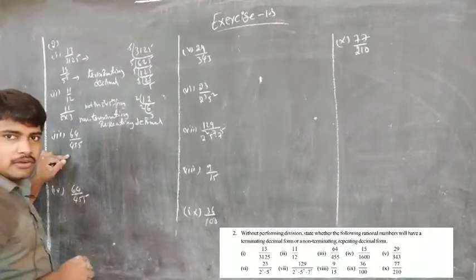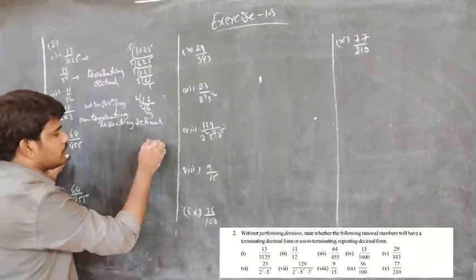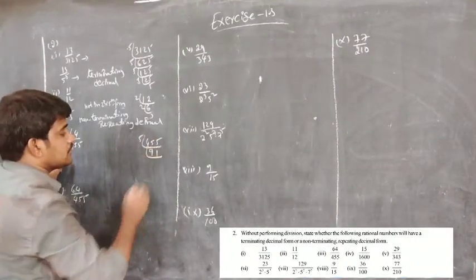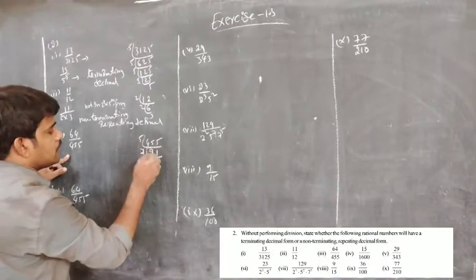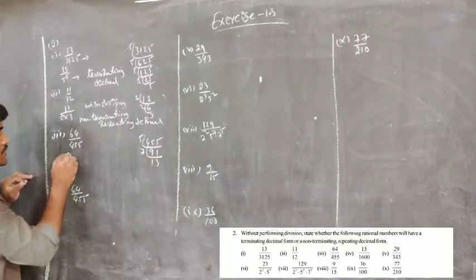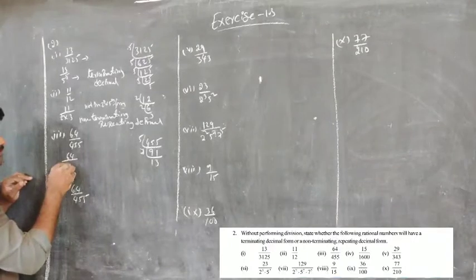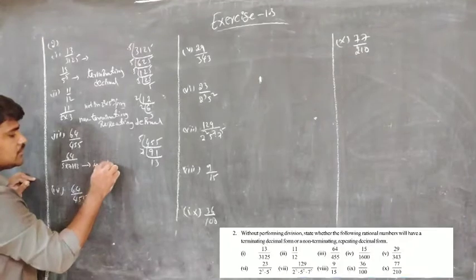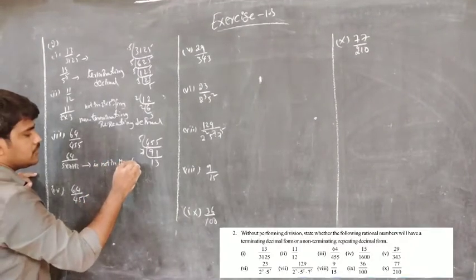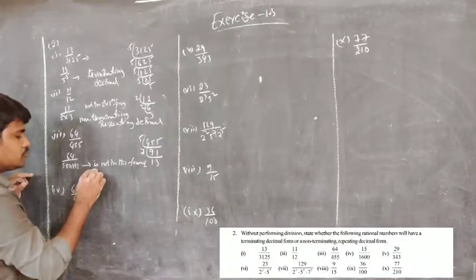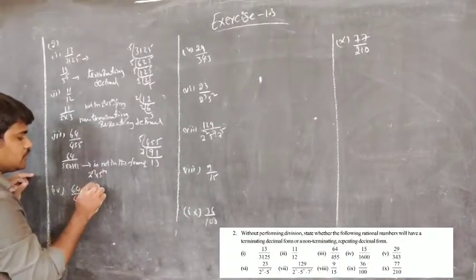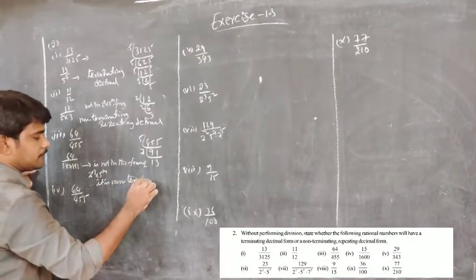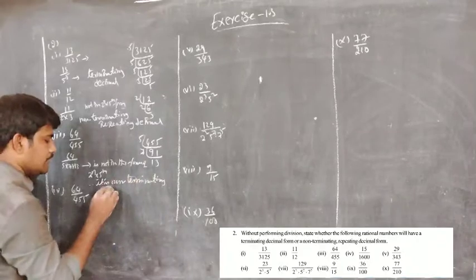Next, 64/455. So 455 is written in the form of 5 table 9 times, 1 times, again 7 table 1 time, 13. So 64/5 into 7 into 13. So the denominator is not in the form of 2 power n into 5 power m. Therefore it is non-terminating repeating decimal.